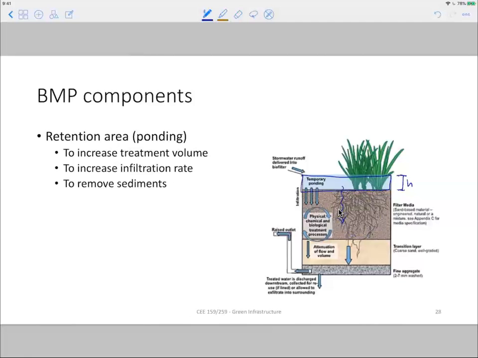But there is also a negative aspect of it. If you have a larger ponded area, it might create ponding for more than 48 hours. It could cause a mosquito problem. So you need to have a balance between how much is the right amount of height you should have in that location.